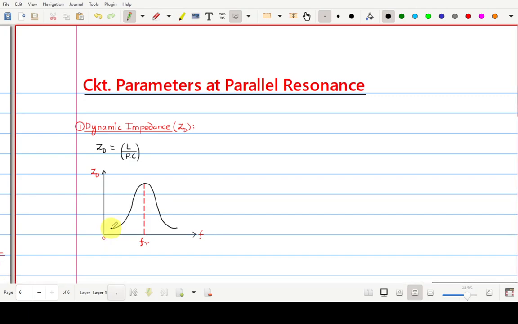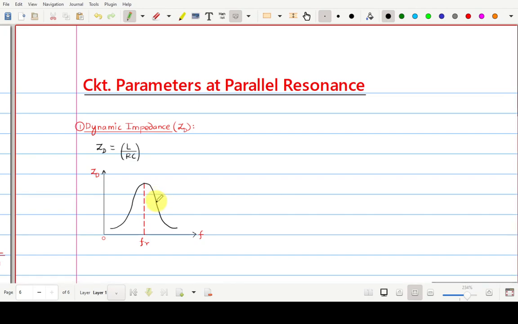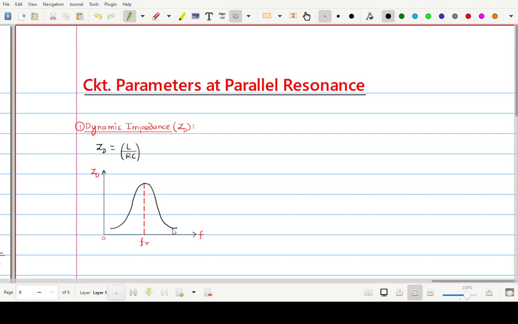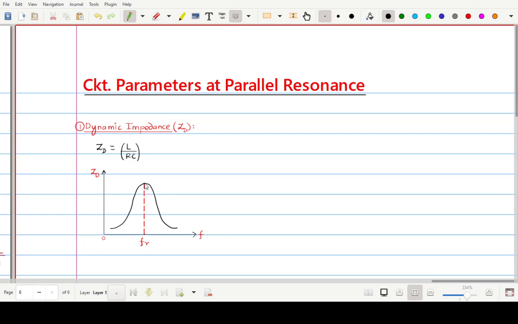Here you will observe that as I go on increasing the frequency, your impedance is initially less, and then it starts to increase. When you reach the resonance condition, when your frequency is equal to the resonant frequency, your impedance is maximum. Dynamic impedance becomes maximum. After this point, if you further increase the frequency, your impedance will go on decreasing. So the dynamic impedance of the circuit at the resonance condition is maximum.